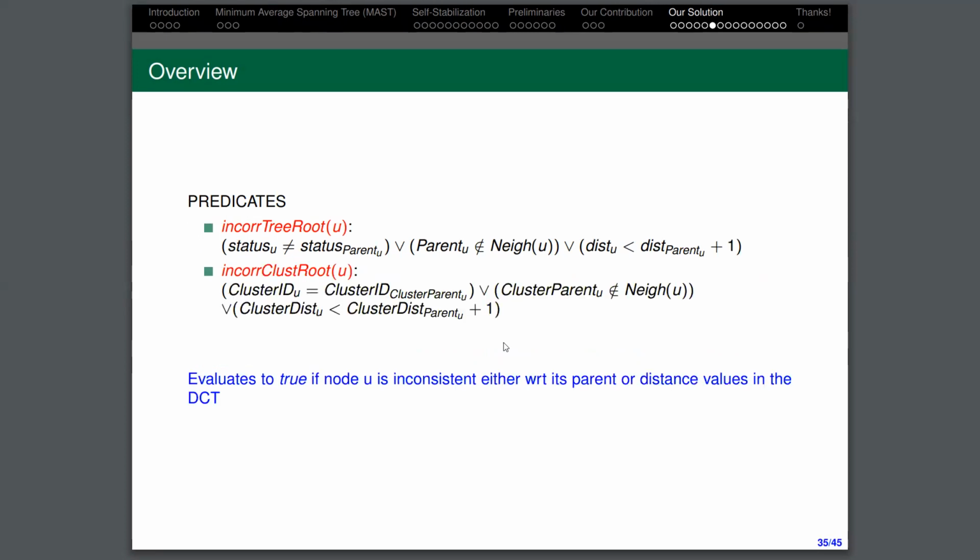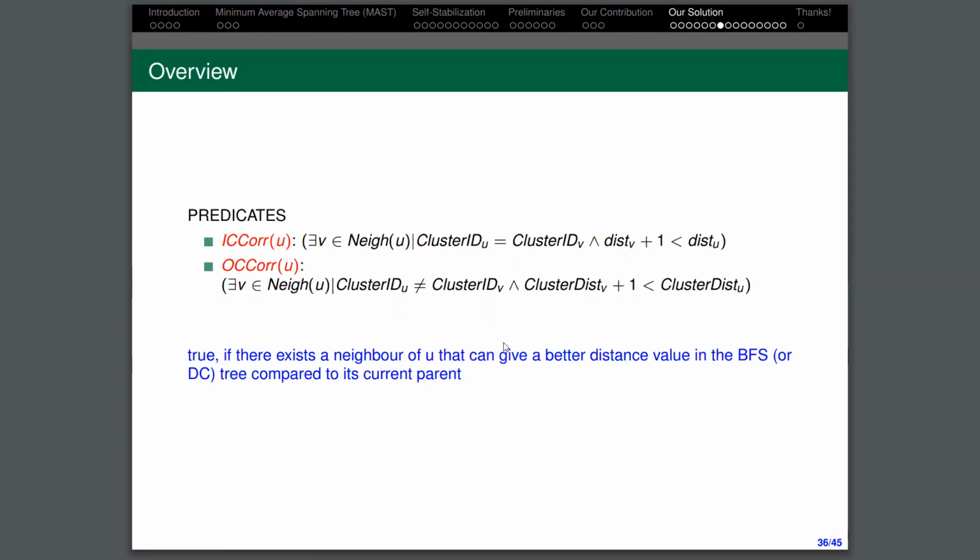The second predicate, incorrect cluster root, is similar to the last one, but written in terms of the inter-cluster tree. The next set of predicates, intra-cluster correction and inter-cluster correction, involves the nodes checking if a neighbor exists in its one neighborhood, in either the inter or the intra-cluster trees, that can give a better distance value to the entire DCT. If it is available, then it evaluates to true.